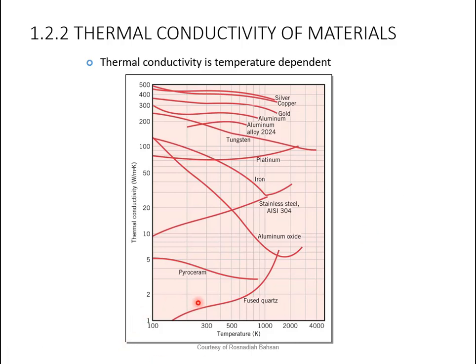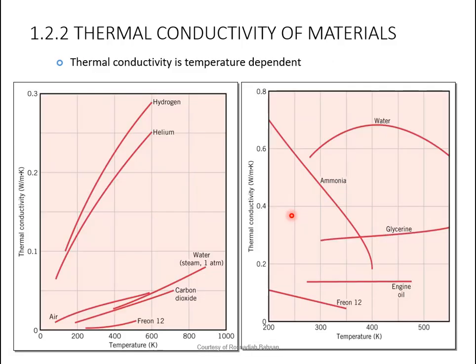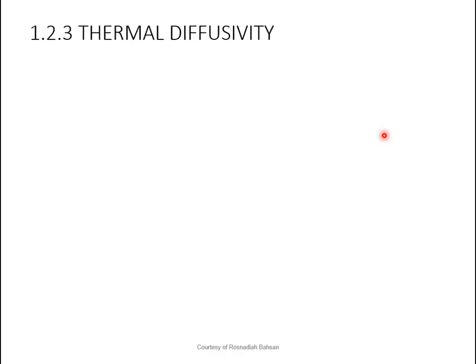As you can see, as temperature increases, at 1000 Kelvin the thermal conductivity is reduced. Some are temperature independent, not temperature dependent, sorry for the typo. As temperature increases, the thermal conductivity of some materials also increases. This is for gases, and also for water and other liquids.